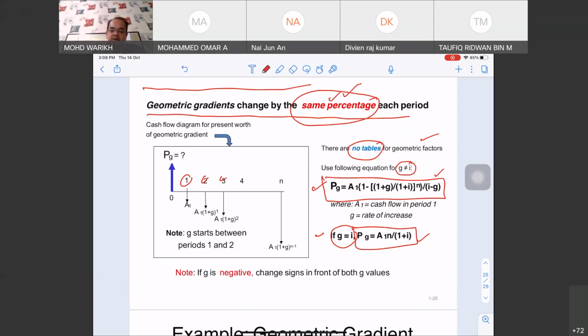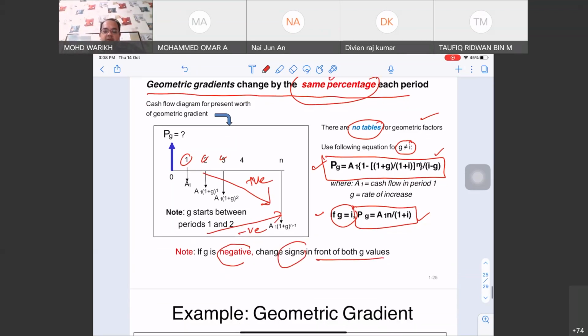Okay, if g is negative, that means this one is positive, and this one is negative, it is reversed. Just change the signs in front of both of the values, right? So this example.